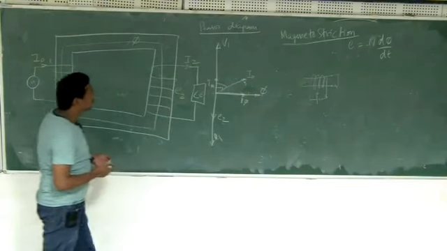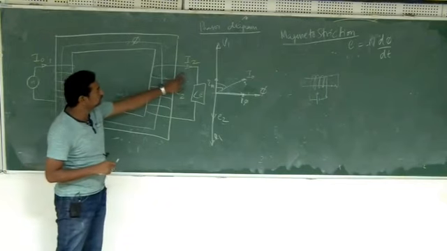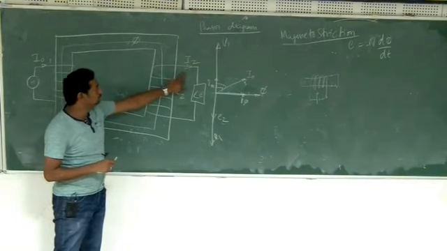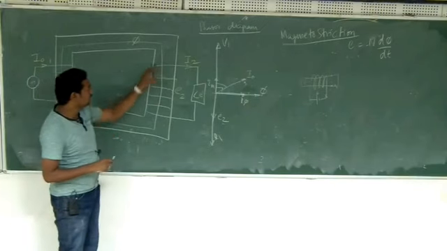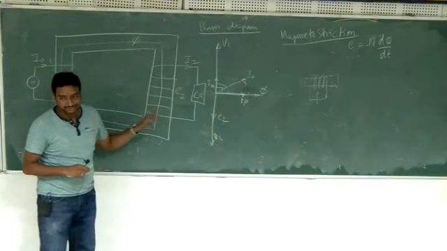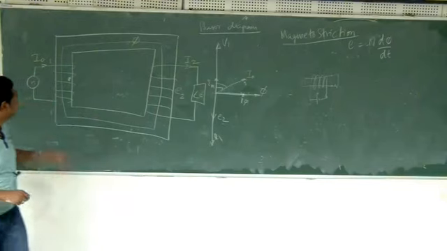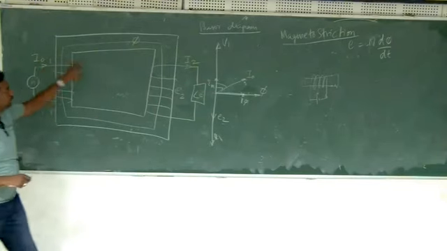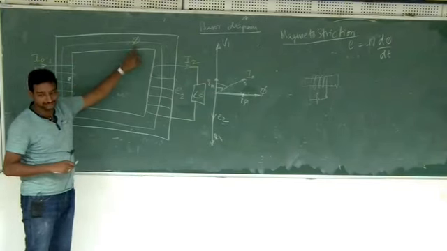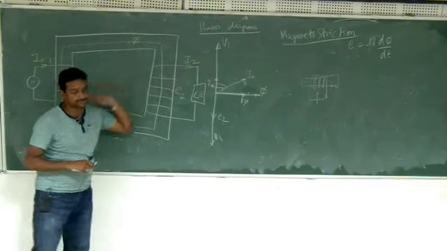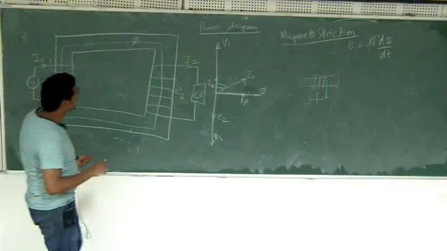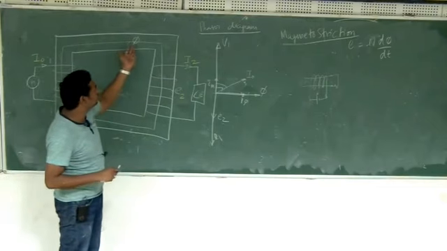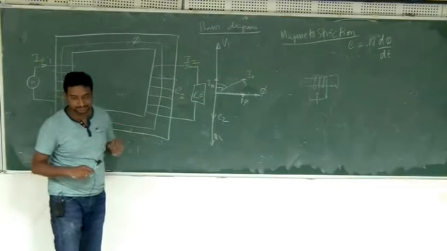Now because of this current I2 flowing in this winding, there will be some flux in the core. Because of I0, this flux is coming. Because of I2, some more flux will come. The question is, will that flux be in the same direction as this or the opposite direction?